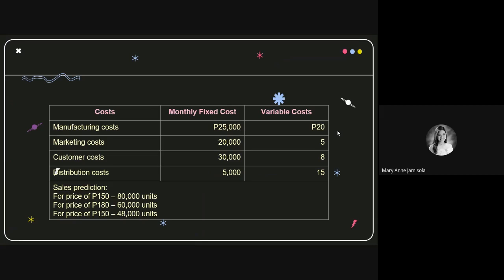The fixed customer service cost would also increase by 500 pesos per month, and the variable distribution costs would increase by 5 pesos per unit to improve the customer service and the distribution at the 225 pesos level. At the lowest price of 150, as shown here, fixed marketing costs would be reduced by 5,000 per month because the low price will be the principal selling feature.